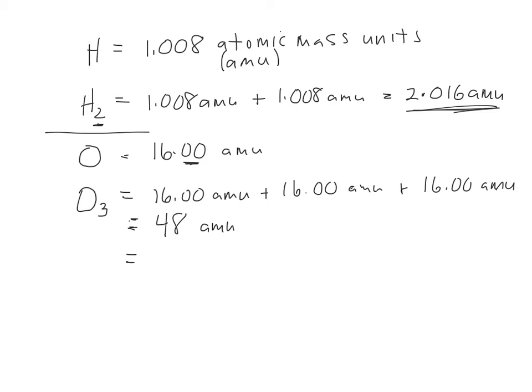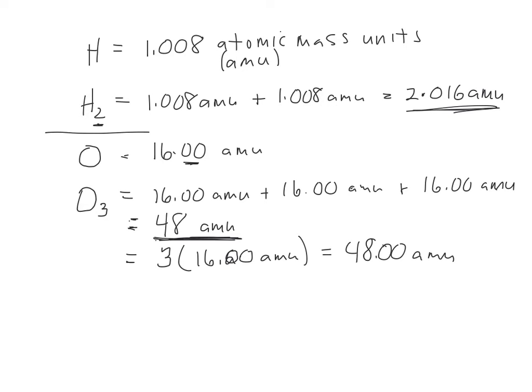So notice in this case I added up all of the values, but I can calculate it a second way. Notice all the atoms have the same mass. It's the same atom. And I have three of them, so I can achieve calculating the molecular weight here by multiplying 3 times the 16.00 atomic mass units, and I should also get 48 AMU. I should actually put some zeros here as well.